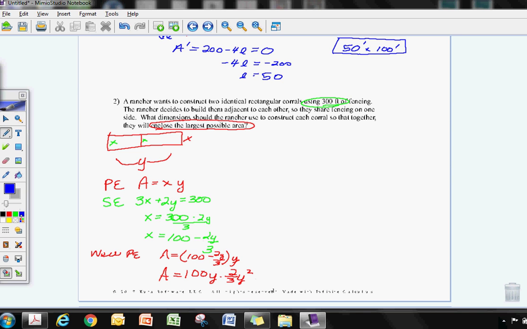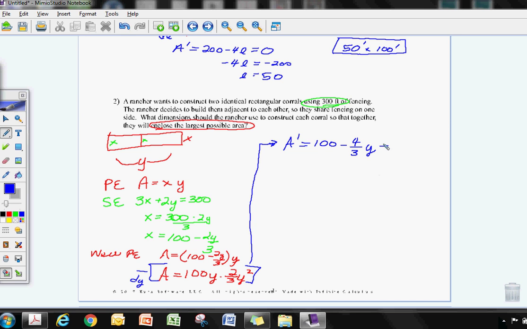To that equation, we are going to take its derivative. And now, since everything is in terms of Y, I'm going to take it with respect to Y. And I'm going to bring that derivative up here, just so you guys know where I'm at. And my area prime is going to equal 100. Subtract, bring that 2 down. I'm going to get 4 over 3Y for my derivative.